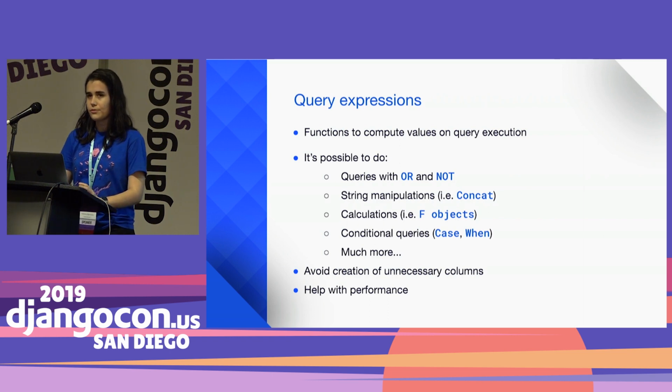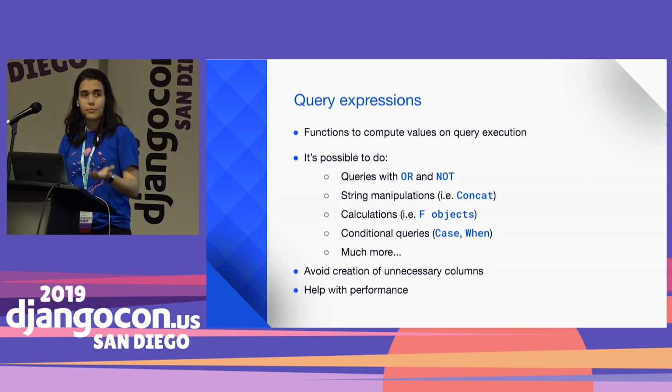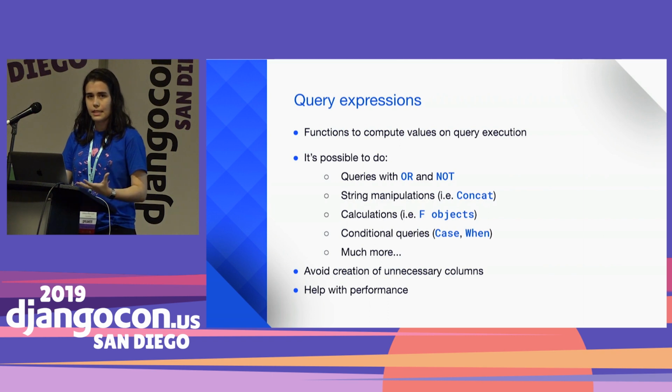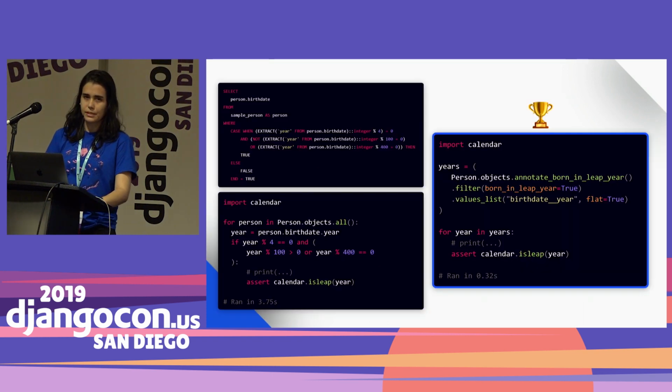So for example, if you want to do queries with OR statements, string manipulations, calculations, and so on, everything at a time Django hits the database, you're going to be using query expressions for that. So this removes the necessity of having extra columns in our database and helps to generate readable and optimized queries.